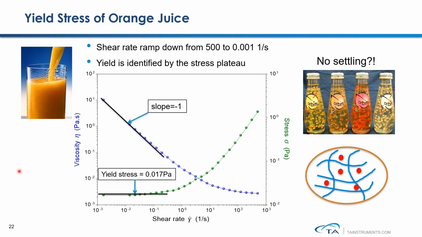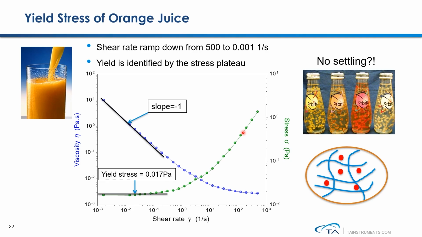As we can see, orange juice is not transparent, so it contains fibers and pulps. To stabilize this system, people have to add stabilizers or some associative thickeners, such as some natural polysaccharides. Those polymers create a very weak microstructure to prevent the orange juice from phase separation. Using this shear rate ramp down method, we can quantitatively measure this low yield stress.